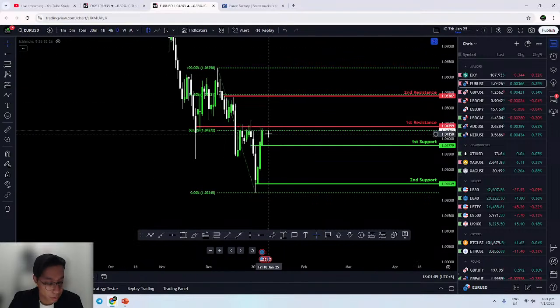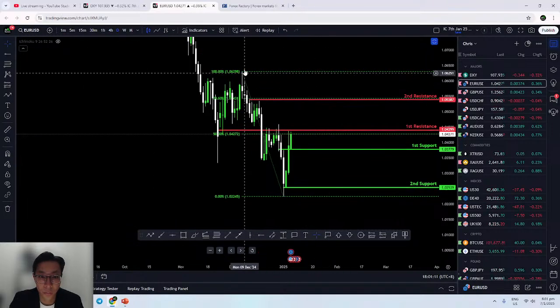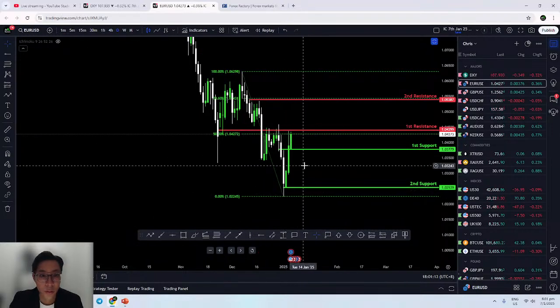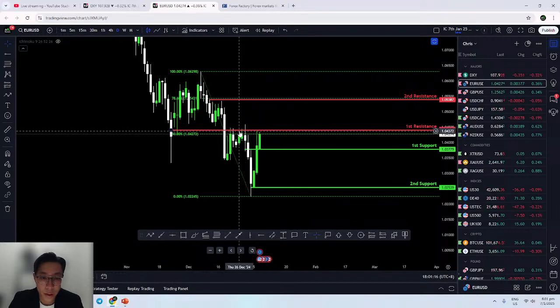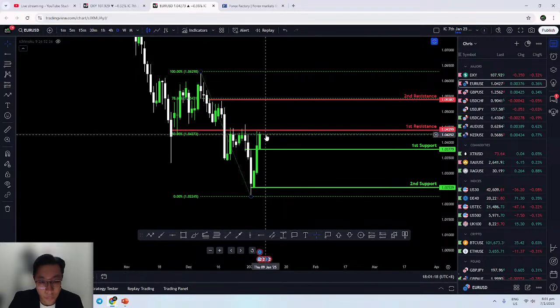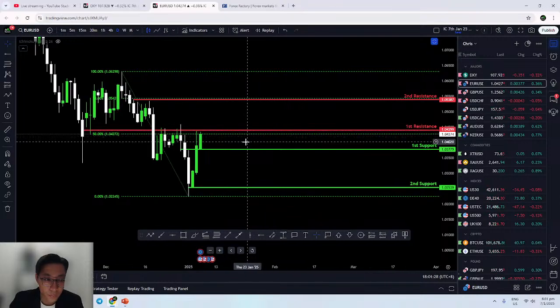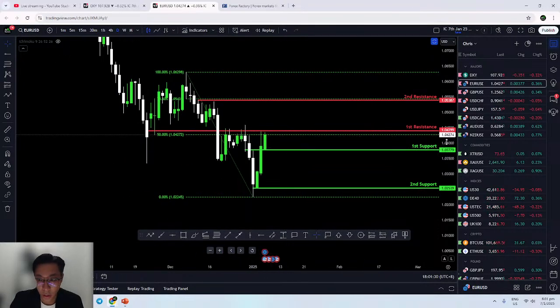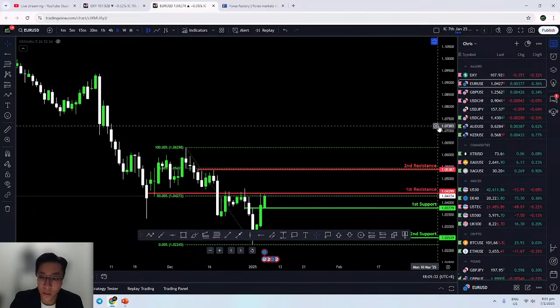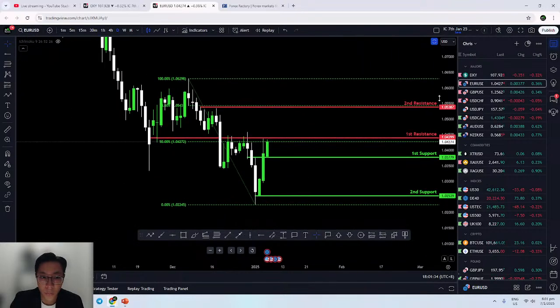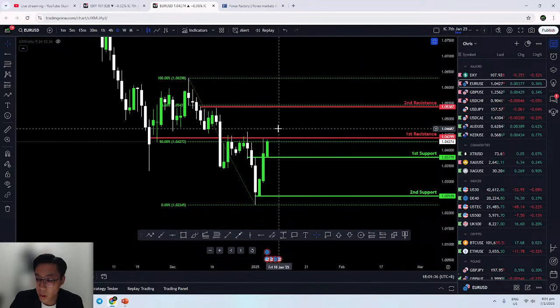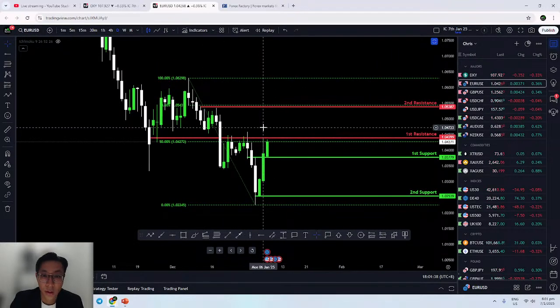If I draw the fib from the daily, from this high to this low, you can see price is now at the 50% fib over here. That's why we are showing some sort of reaction around here, and now it's definitely not during the session. That's why we don't see any volatility. So what we can do is wait for the New York session.